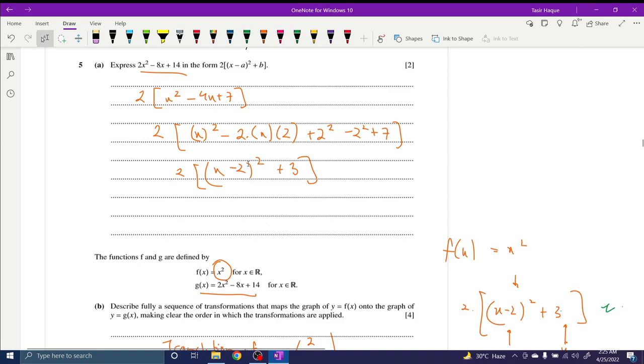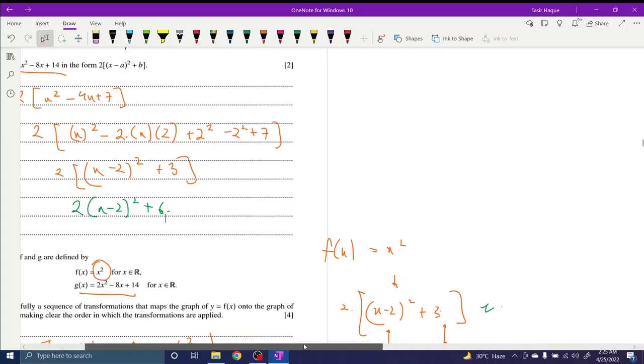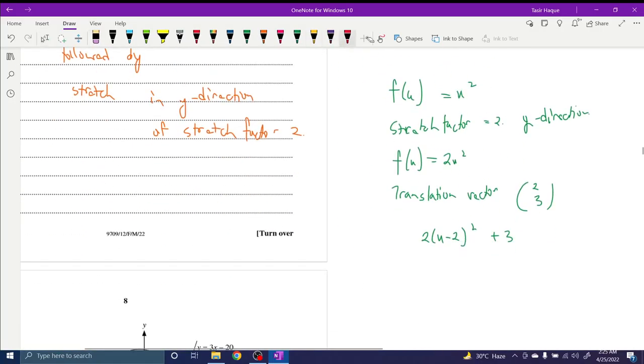Because if we apply the translation first, 2 is multiplied with everything. But hear me out, if you break this down, 2x minus 2 whole square, what's the value? 6. So if you apply the stretch factor first, you actually need to give a translation of 2, 6. That's the important part. So if you choose the stretch factor of 2 in the y direction first, you need a translation vector of 2, 6, or else it won't match. Because if you give 6, you can take 2 common, x minus 2 whole square plus 3. Now it makes sense.